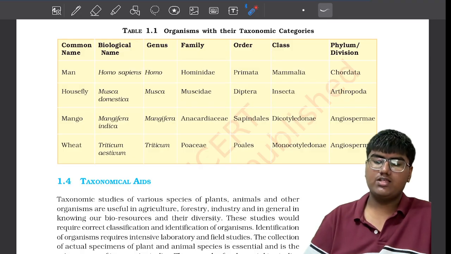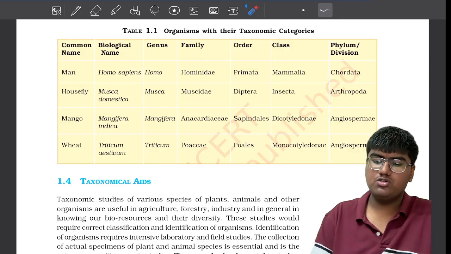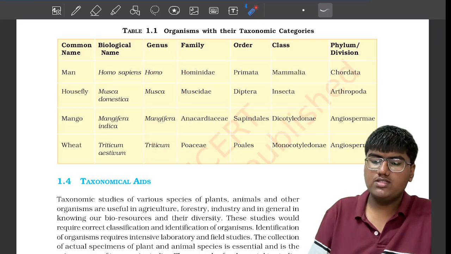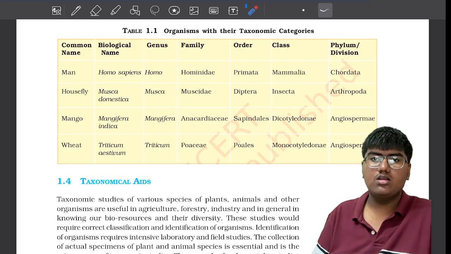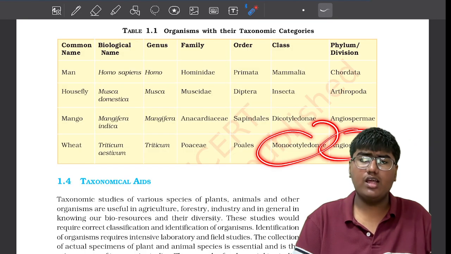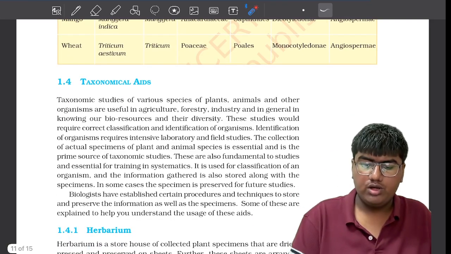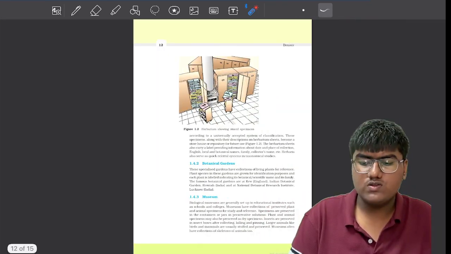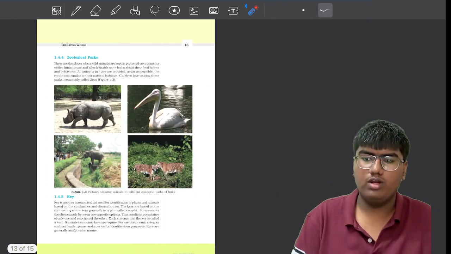Wheat, Triticum aestivum is the biological name. Triticum is the genus. Poaceae is the family. Poales is the order. Monocotyledonae is the class, and Angiospermae is the division. Now, this is all for the chapter Living World.